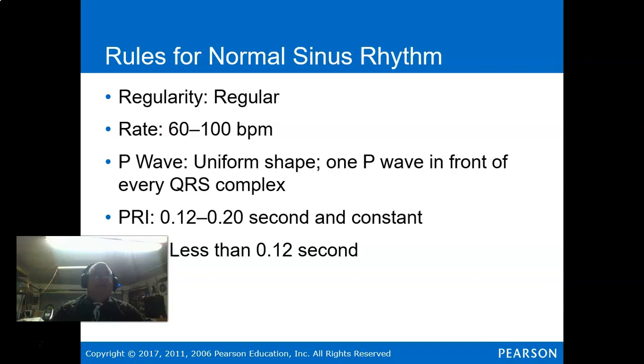We have P waves. They are uniform in shape. We have one P wave for every QRS. Our PR interval is 0.12 to 0.20, and it remains constant. It does not change. QRS is less than 0.12.